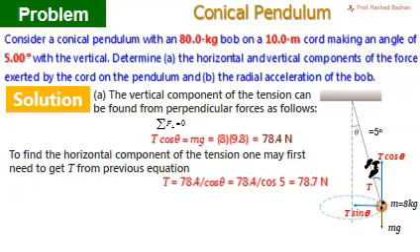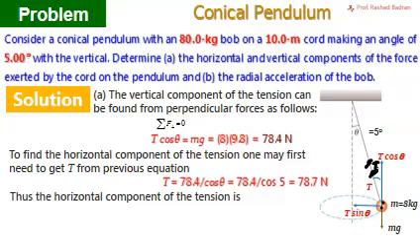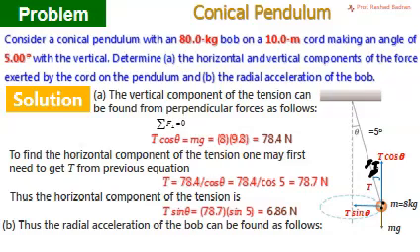And from here, we can simply find the other component, T sine theta, by just substituting the sine of 5 degrees. And we're going to get the tension component T sine theta, that is the centripetal force. In this case, the only force acting along the radius is 6.86 newtons.